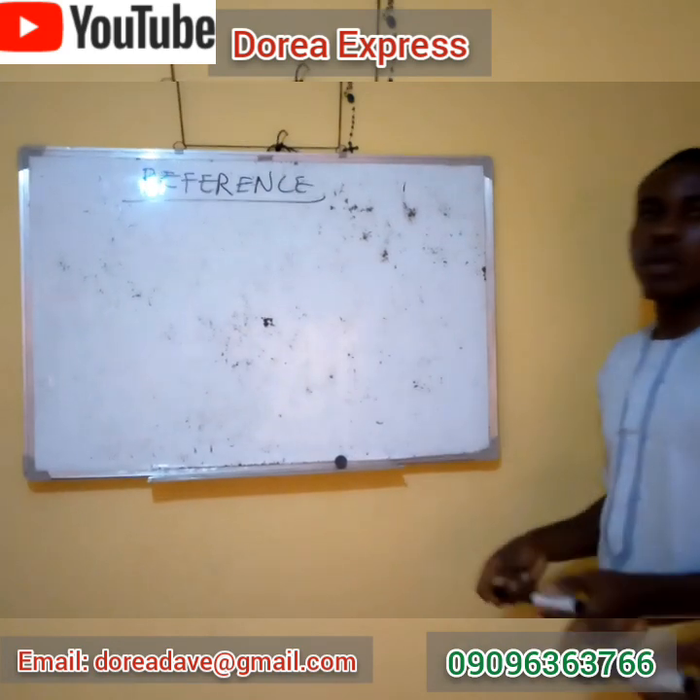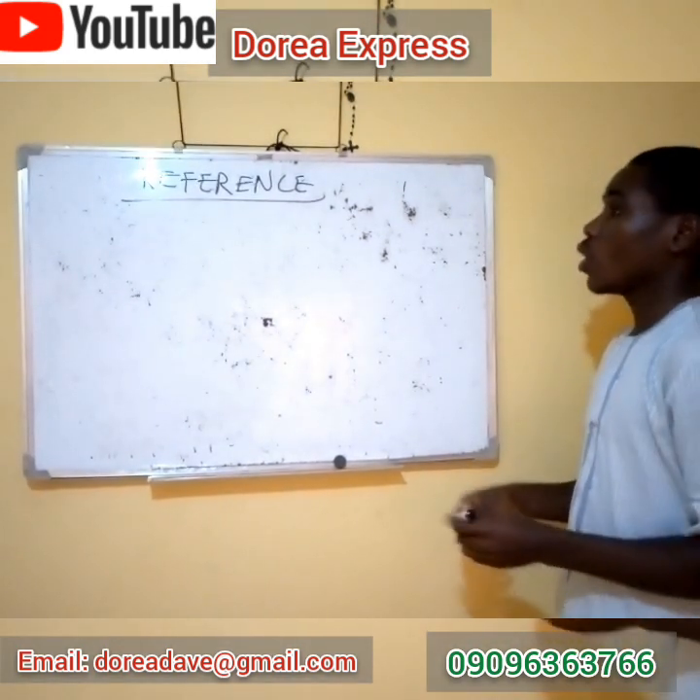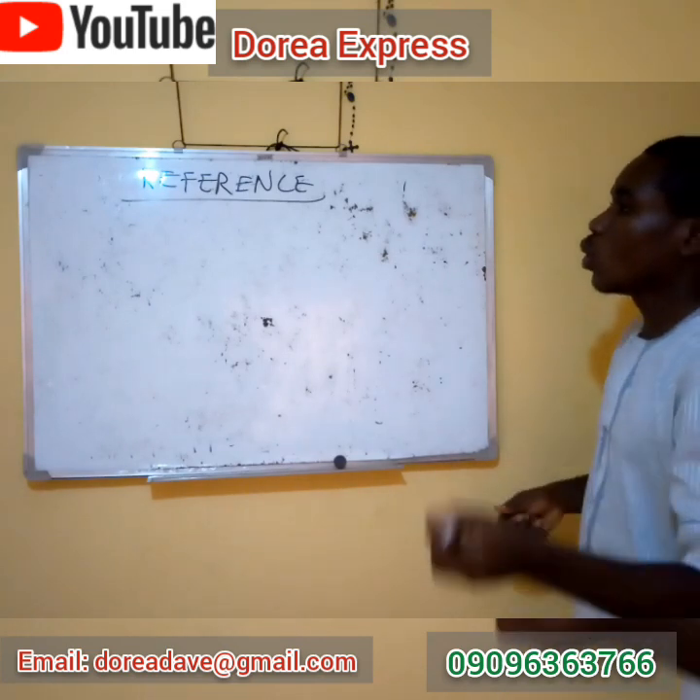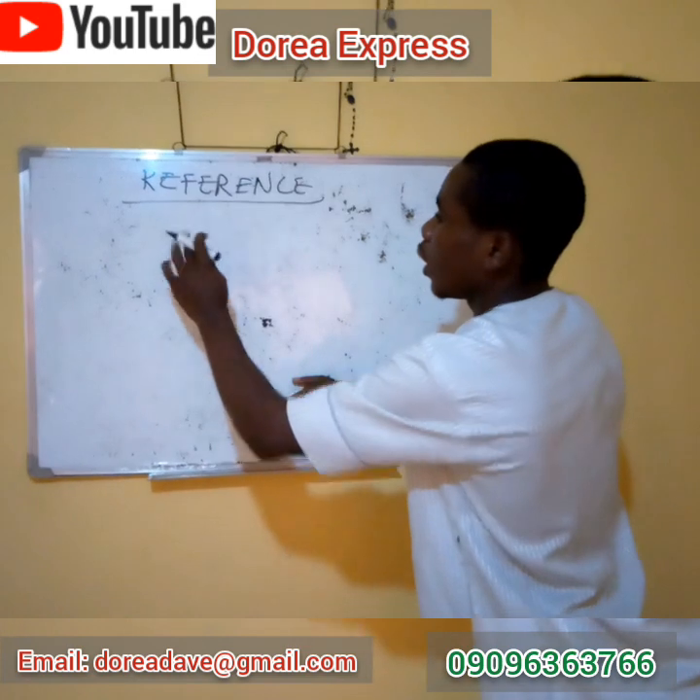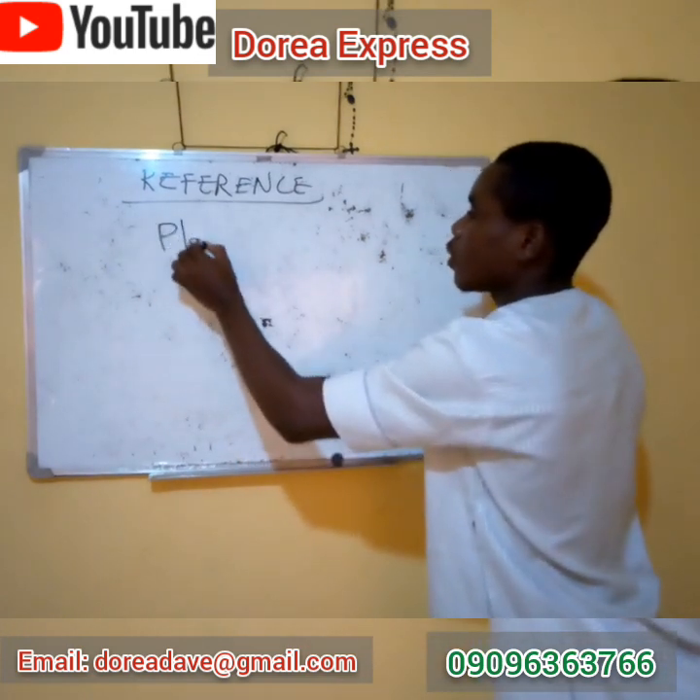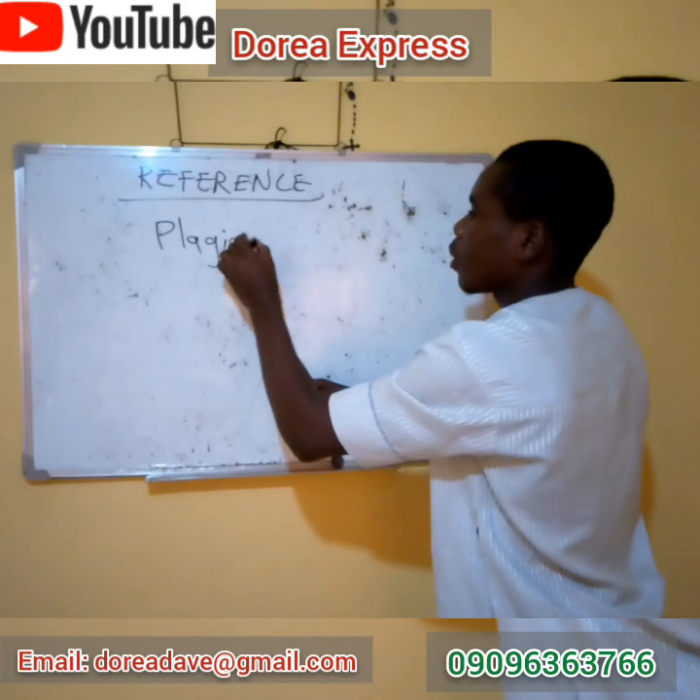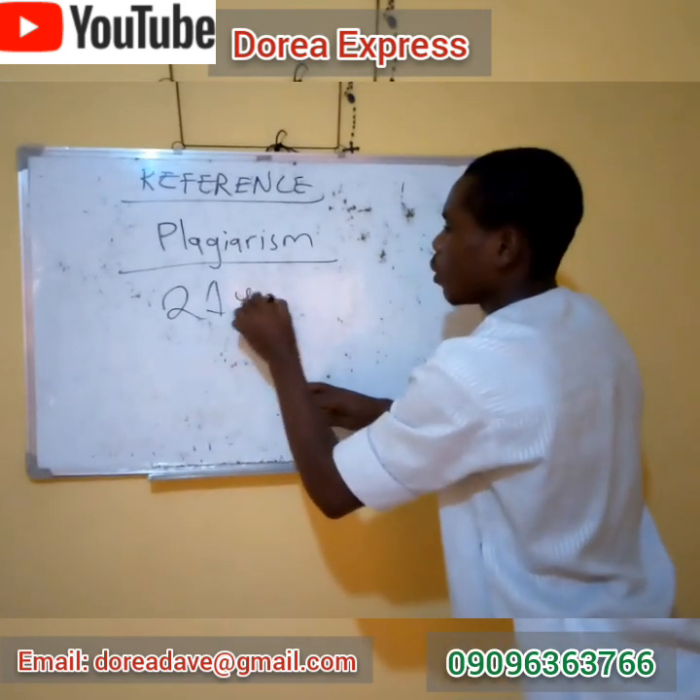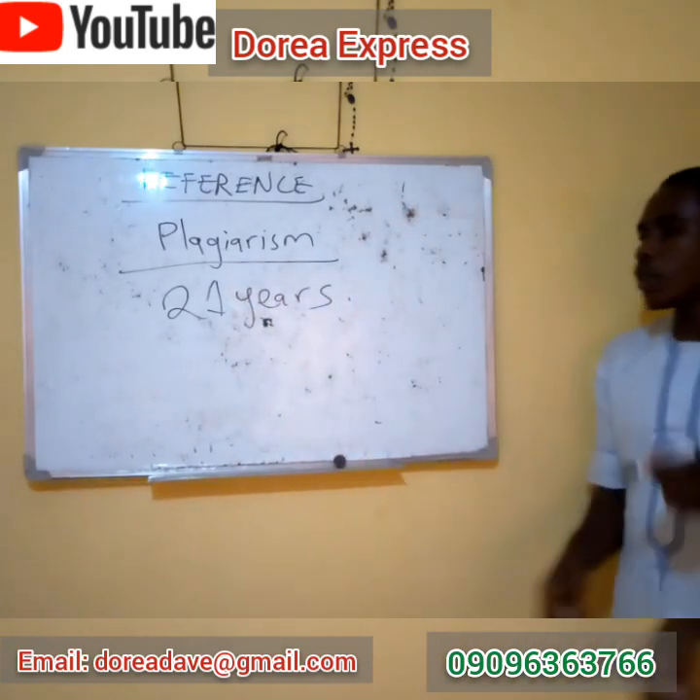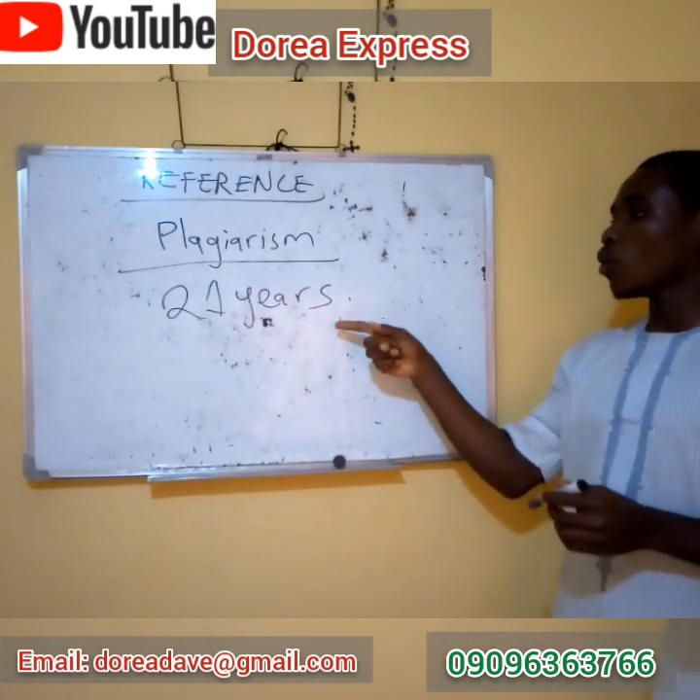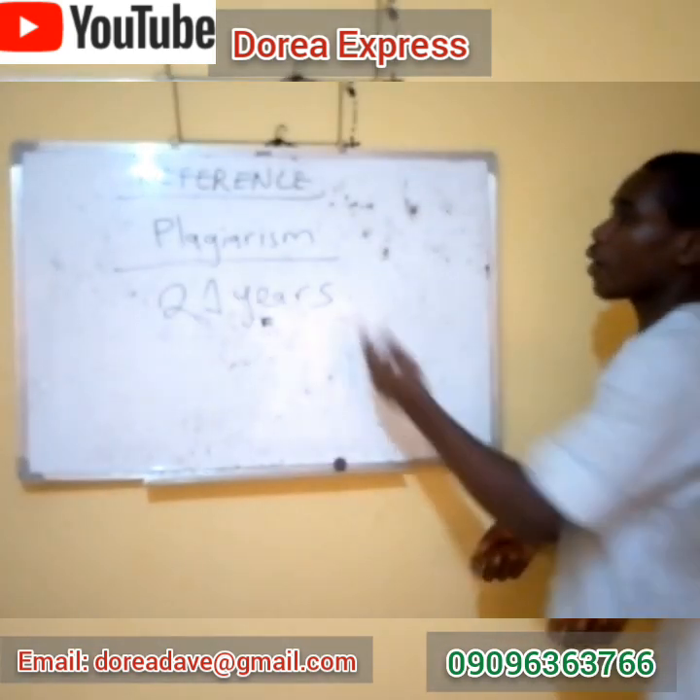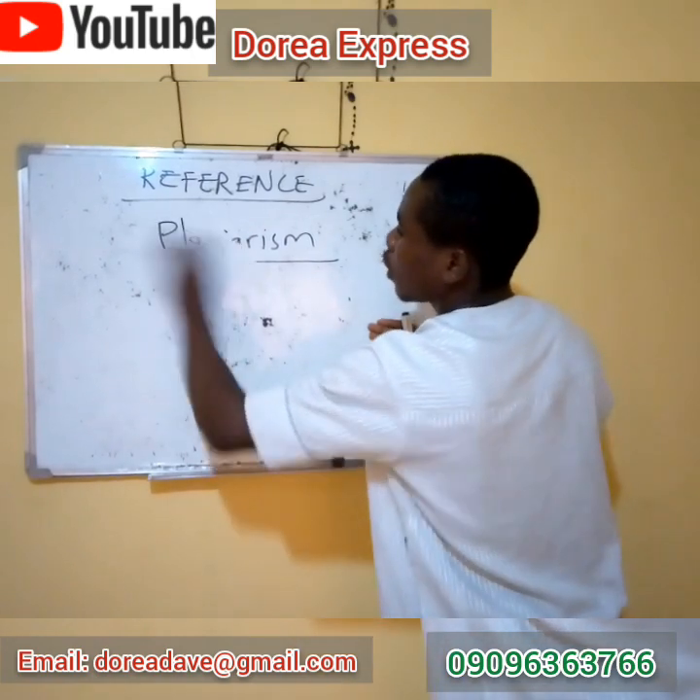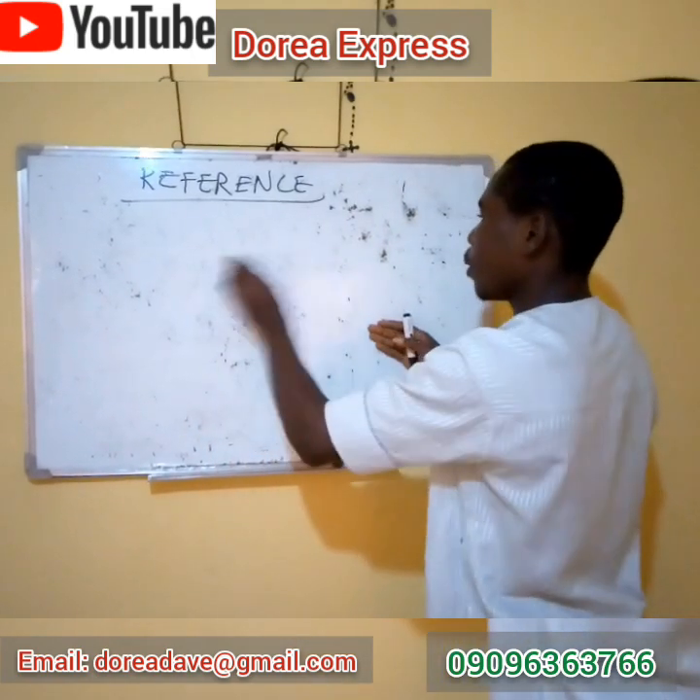So your reference will always come at the end of every research work. This will be the last page. So in order for you to show that you did not commit this crime, plagiarism is a crime punishable with 21 years imprisonment. This is copying work from people without citing them. So our reference helps us to show places where we cite, where we copy information for our term paper.